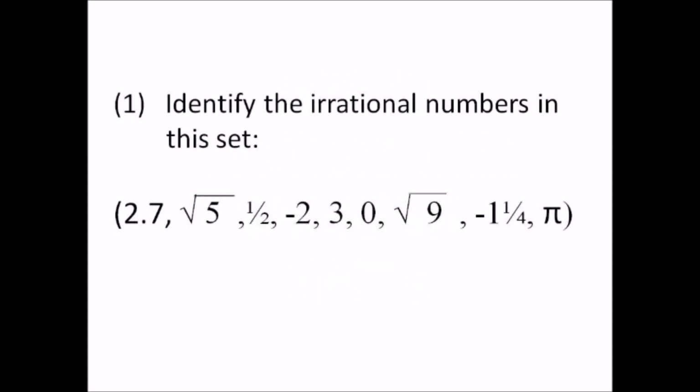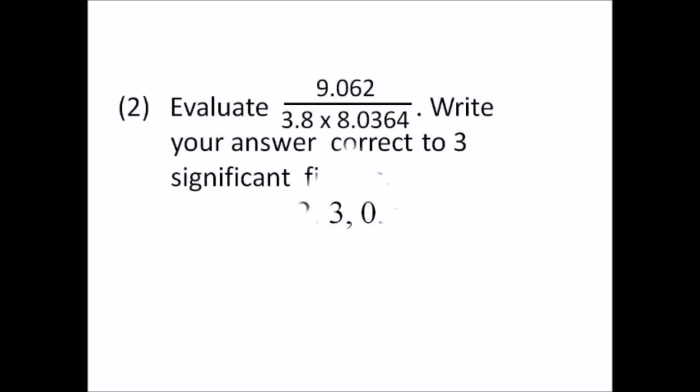Here we go. Number 1, identify the irrational numbers in this set. And you have 2.7, square root of 5, half, negative 2, 3, 0, square root of 9, negative 1 and a quarter, and pi. So you have to identify the irrational numbers. You should know what irrational numbers are, guys. If not, get a dictionary, look it up. And then you know how to do this. I'm going to help you. How many numbers would be in your answer? 2. 2 things would be in your answer, that's it.